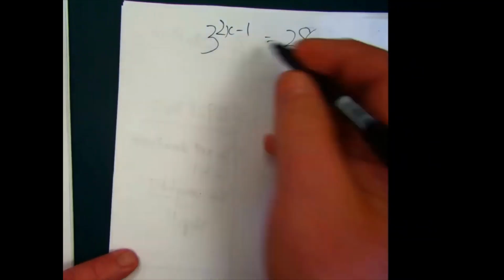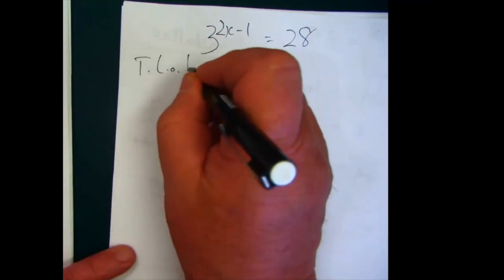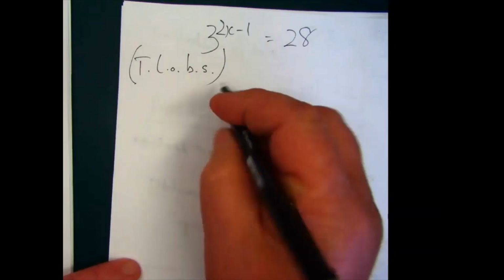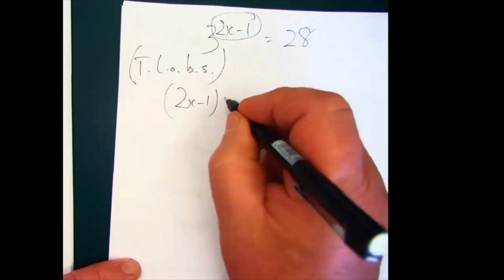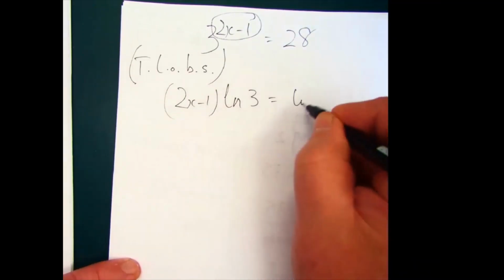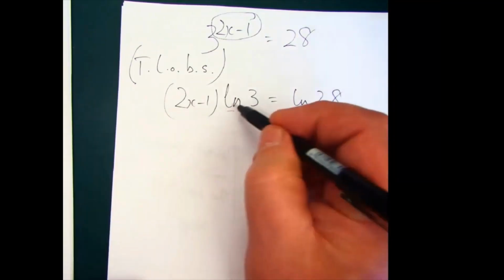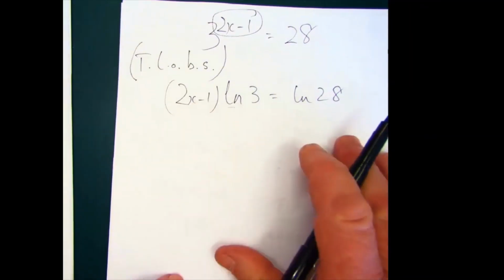Okay, so again, let's work this out. Now again, you can use base 10 or natural log. I'm going to use natural log here, just to change it up a little bit to show you that you can use either. So taking logs of both sides, this is the power, so down she comes, 2x minus 1. Now, ln 3 equals ln 28. Have a look at that. I'm using natural logs here, just for a difference. I could use log or natural log. In this case, I'm using natural log because I used logs in previous examples.